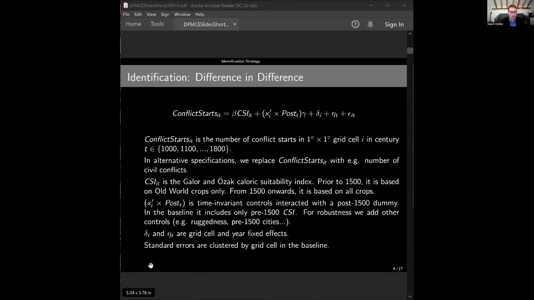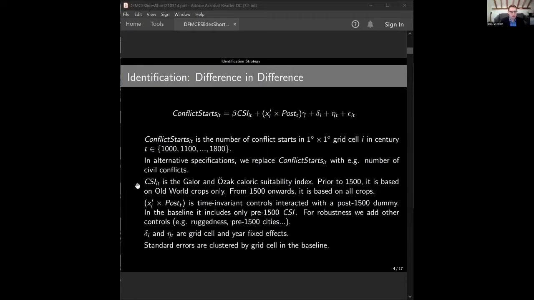So the regression we're going to run is going to be a rather obvious difference in difference. For any grid cell, 1 degree in latitude by 1 degree in longitude i, in any given century t, and we're going to start in the century beginning in 1000 and we're going to end with the century beginning in 1800, we're going to regress the number of conflict starts that we observe in that cell on the caloric suitability index, CSI, for that cell in that century. We're going to control for time invariant variables by allowing them to have differential impacts before and after 1500. We're going to have grid cell fixed effects, and we're going to have century fixed effects.